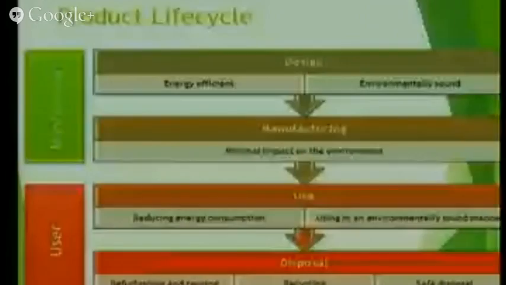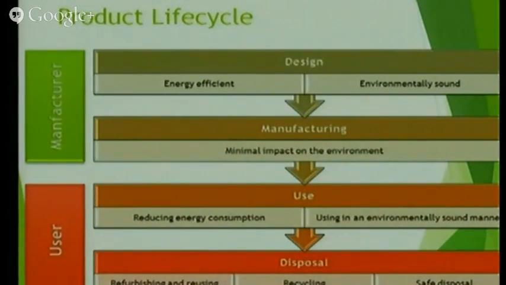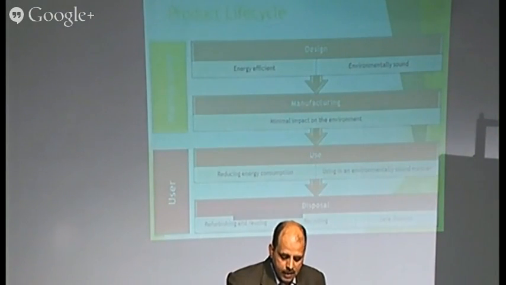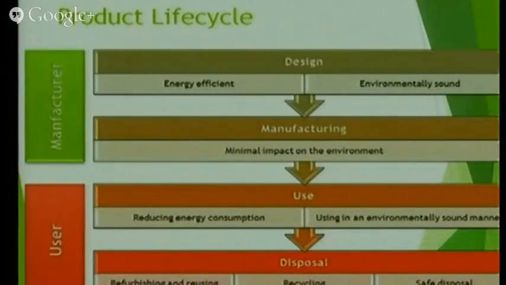There are two entities. One is a manufacturer and another is a user. The manufacturer manufactures a computer, and even these manufacturers are environment conscious. During the design, they design energy efficient systems. They even make these systems environmentally sound. And when they finally manufacture it, they plan to have minimal impact on the environment. So the technology which they use to manufacture a computer system or an IT-enabled device has been planned to produce a minimal impact on the environment while it's manufactured.